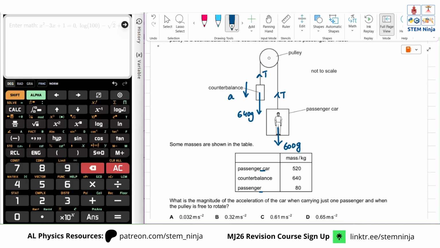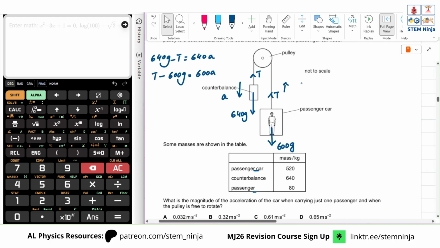second law sum of forces equations. For the counterbalance, you have 640 G minus tension equals mass times acceleration, 640 times A, in the direction of acceleration. Similarly, tension is going this way now, the motion is going that way. So tension minus 600 G equals 600 A. Now let's solve these simultaneously.